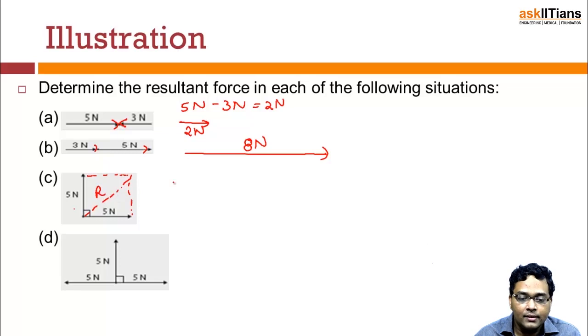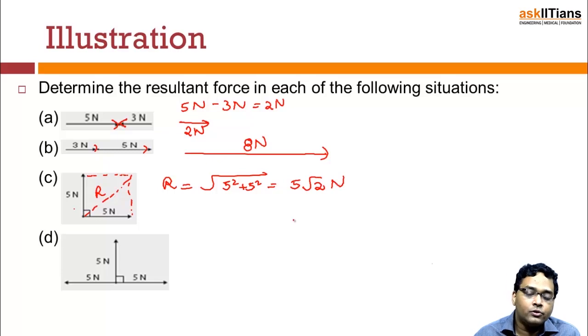So if I say R is the resultant, the value of this resultant R is going to be given by root of 5 square plus 5 square. So that's going to be equal to 5 root 2. 5 root 2 Newton is the magnitude, and it's going to be directed at an angle. How will you find out the angle? Let me also tell you about the angle. Let's say theta is this angle.